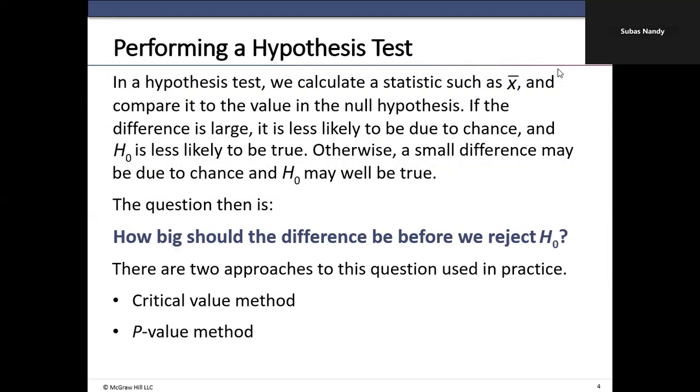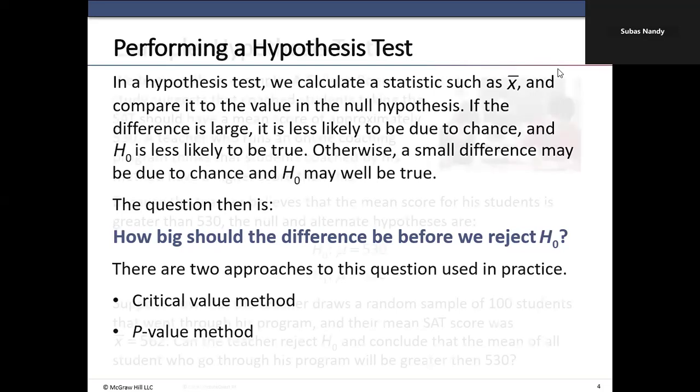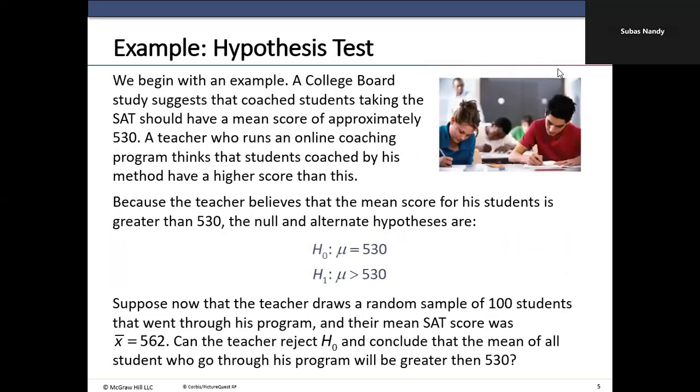There are two approaches to this method. One is the critical value method, the other is the p-value method. With the calculator, we'll focus on the p-value method. So we begin with an example.